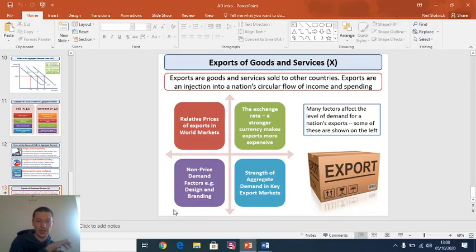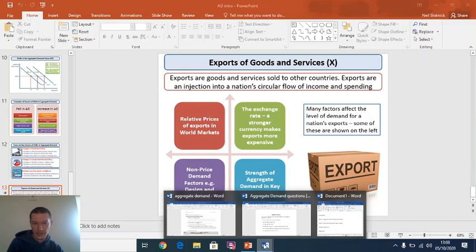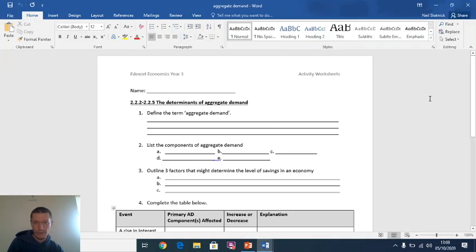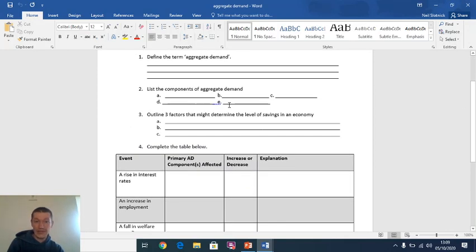There you go, ladies and gentlemen. We made it. Okay, first sheet that I want you to do by 4:30 today. This one, activity worksheet. Define the term AD, you can do that. Write down the parts of AD, you can do that. Outline 3 factors that might determine the level of savings in an economy. You need to think about that because we're going to do that next time we meet.